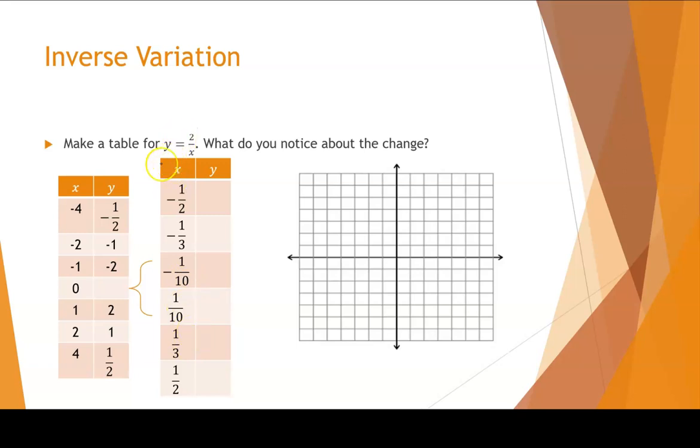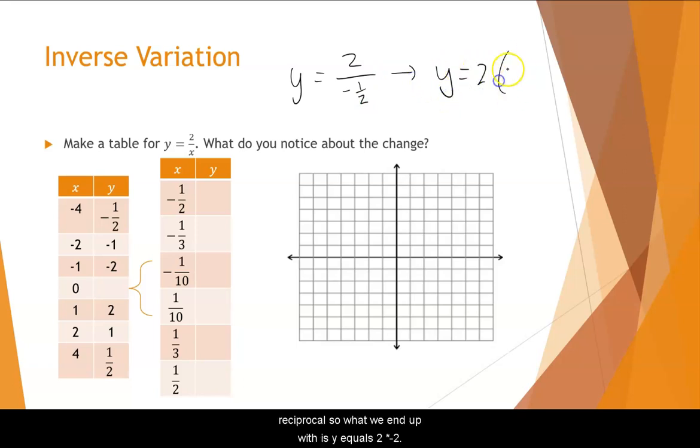So when x equals -1/2, y equals 2 divided by -1/2. Dividing fractions is the same as multiplying by the reciprocal. So what we end up with is y equals 2 times -2. So the reciprocal of -1/2 is -2. So y equals -4. Similarly, when x is -1/3, y equals -6.